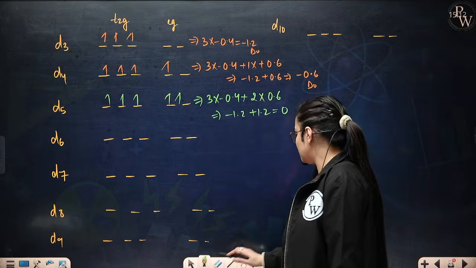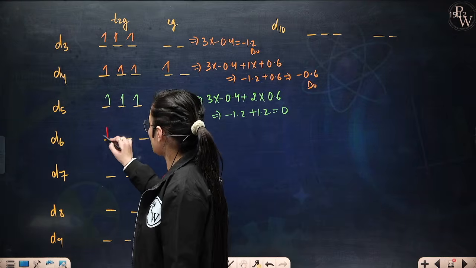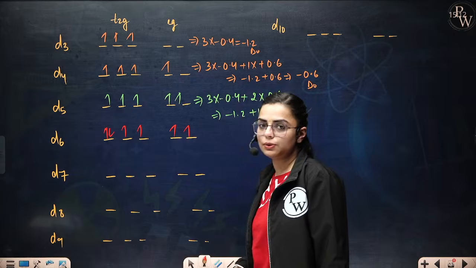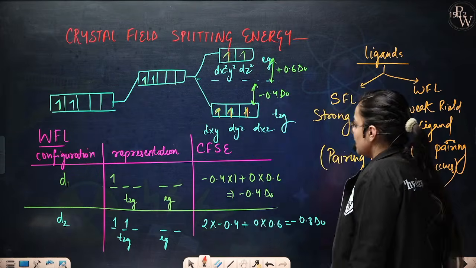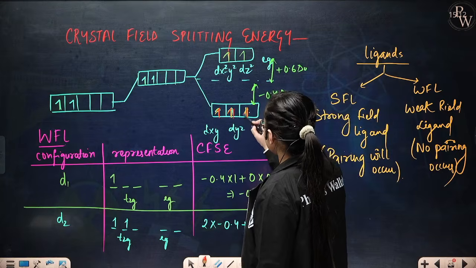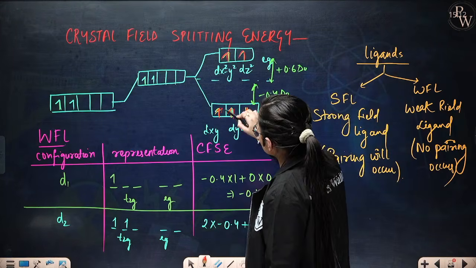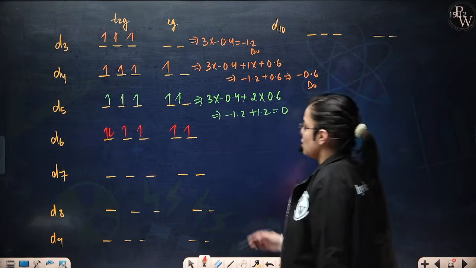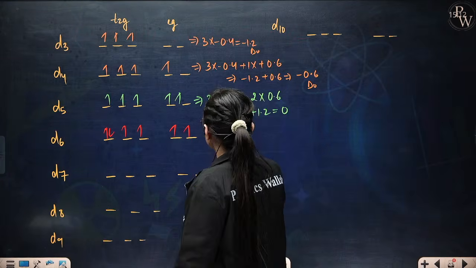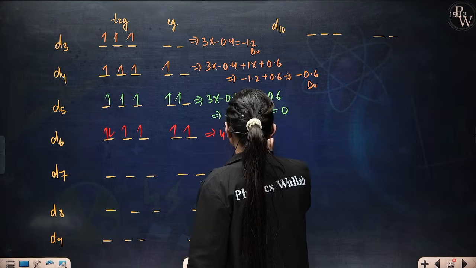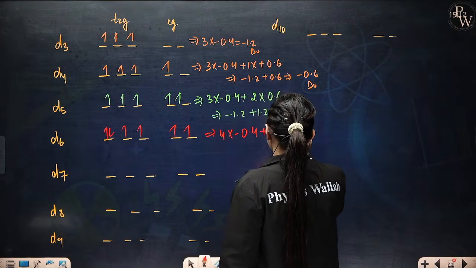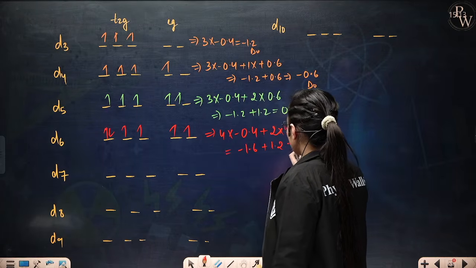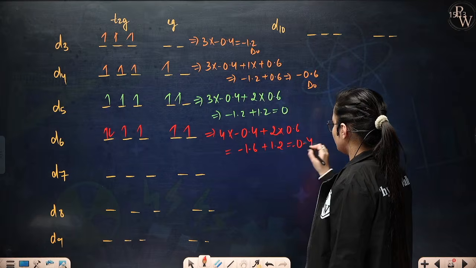Now coming to D6. See. It is 1, 2, 3, 4, 5. Now the 6th electron will come like this. It will pair up. See over here. It will be 1, 2, 3, 4, 5 and the 6th will come like this. Clear? Okay. So how many electrons over here? 4 electrons. 4 into minus 0.4 plus 2 into positive 0.6. It is minus 1.6 plus positive 1.2. So it is negative 0.4 delta naught.